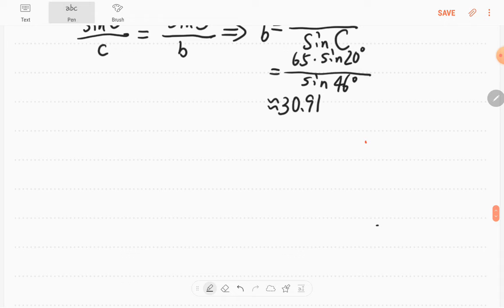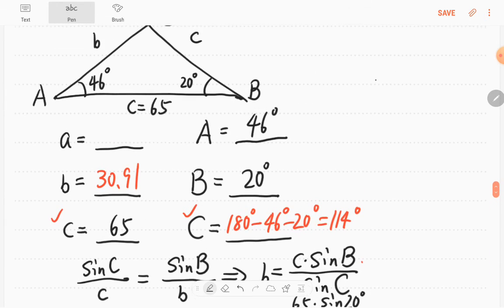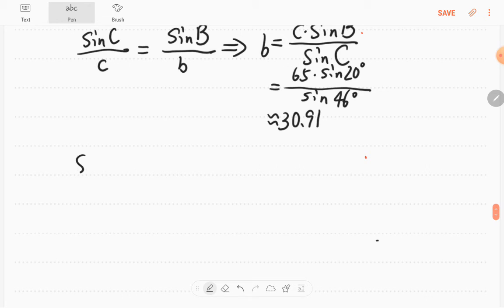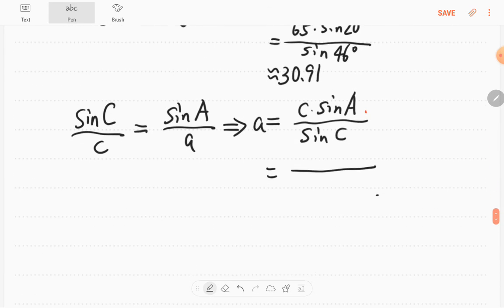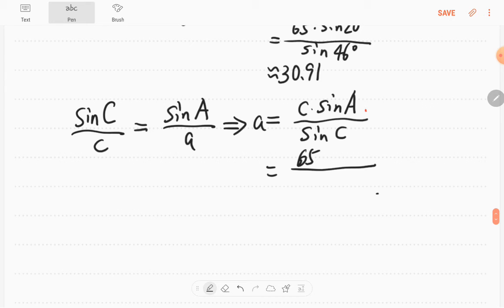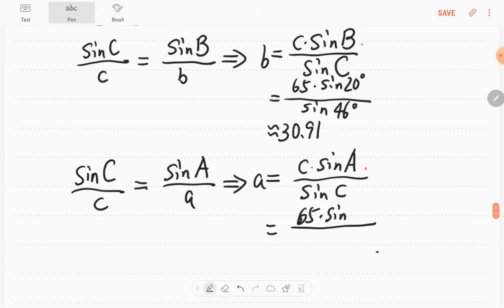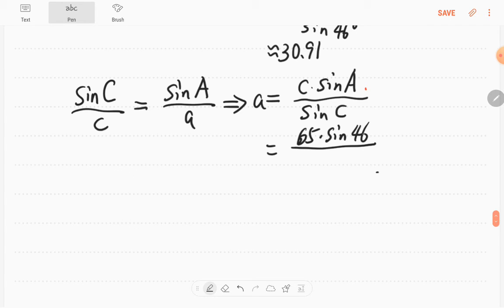So here is sine C over C is equal to sine A over A. Right, so side A is equal to C times sine A divided by sine C. So we know C is 65 times sine A is equal to 46, divided by sine C is 114.